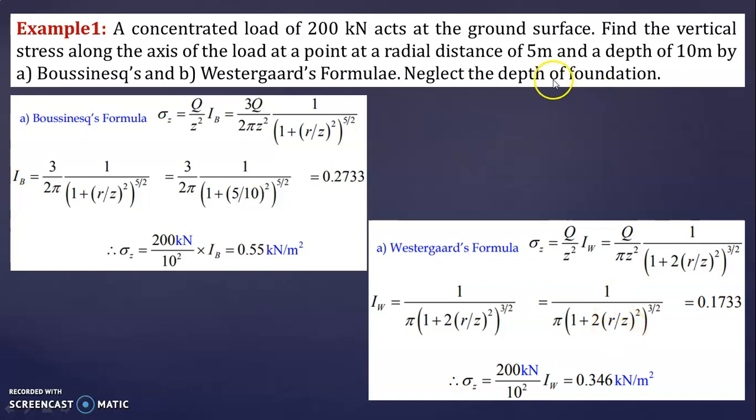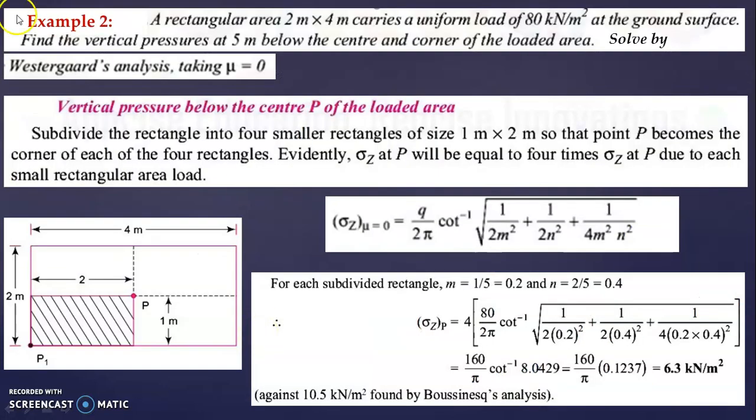Substitute R and Z values. R is equal to 5 meter, Z is 10 meter. So you'll get 0.1733. Then directly substitute in this equation. Sigma Z is equal to 200 divided by 10 square into IW or KW, that is 0.1733. So we'll get 0.346 kilonewton per meter square. So like this you can find the vertical stress using Boussinesq and Westergaard's formula. Let us take one more example.